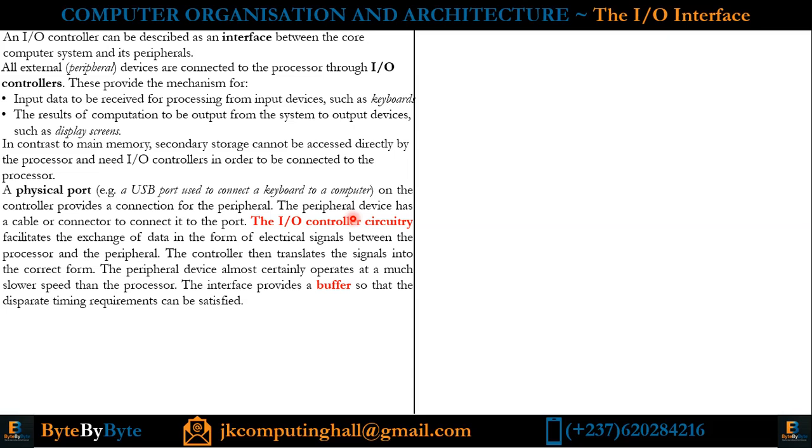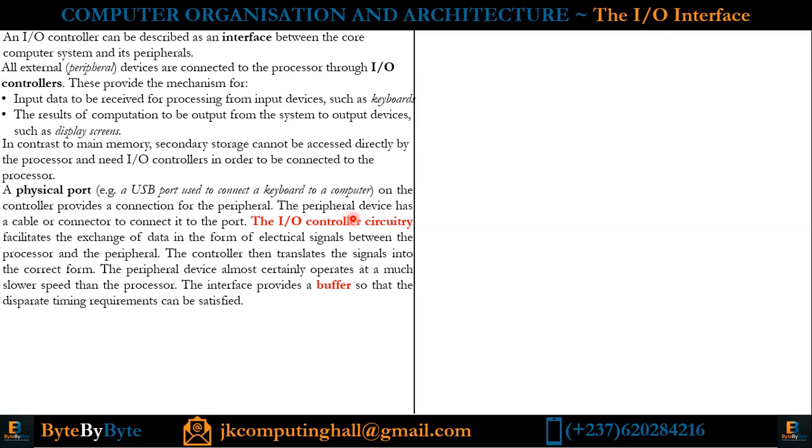A physical port, like a USB port, is used to connect a keyboard to a computer. On the controller, a physical port provides a connection for the peripheral. That is, for you to connect your phone, for example, with a USB cable to the computer, you need a physical port. The peripheral device has a cable or a connector to connect it to the port that we are talking about.